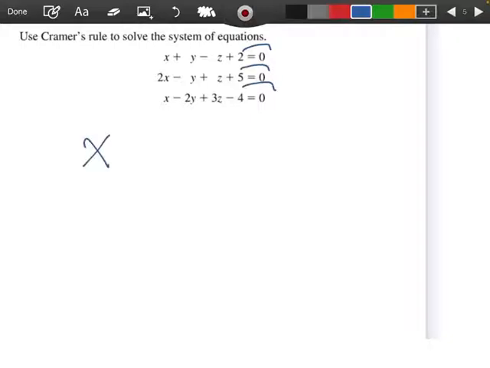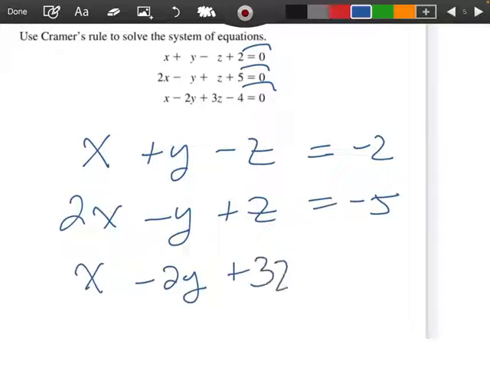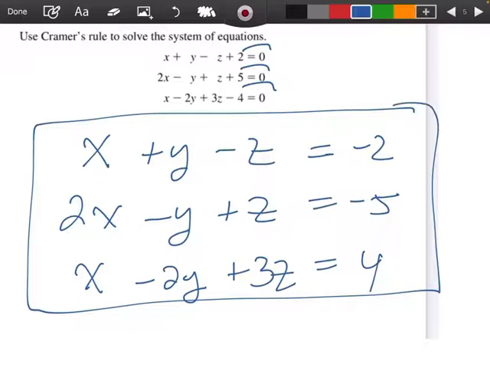So the system I'm going to have is x plus y minus z equals -2. 2x minus y plus z equals -5. And x minus 2y plus 3z equals +4. Okay. So this is the system that I'm looking at right here, okay?